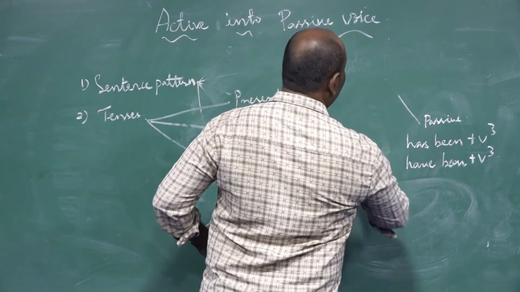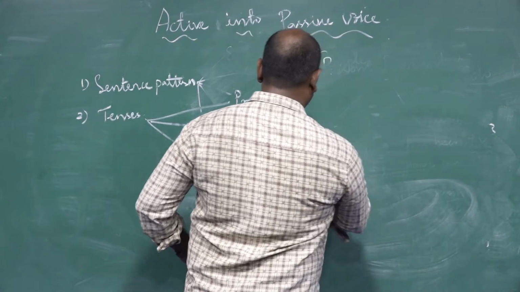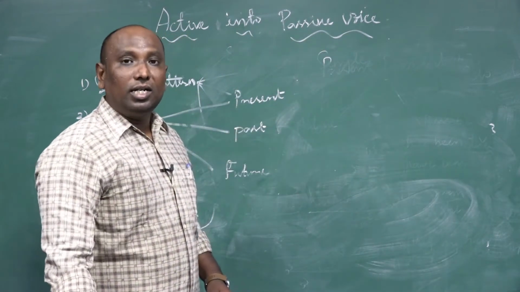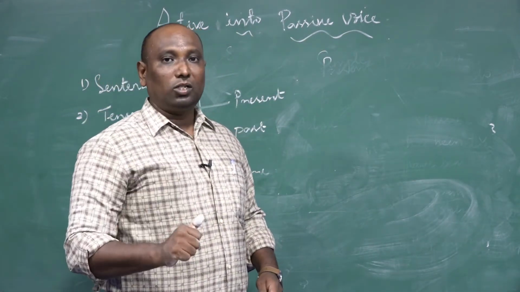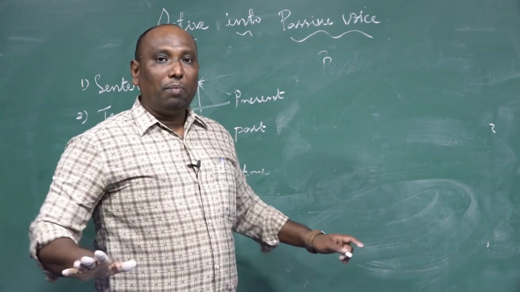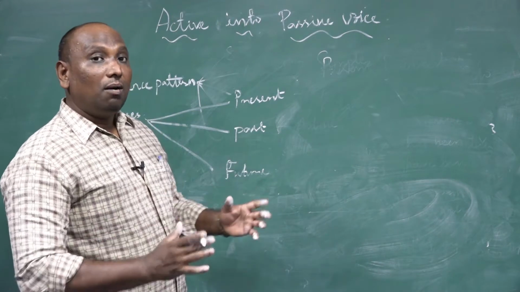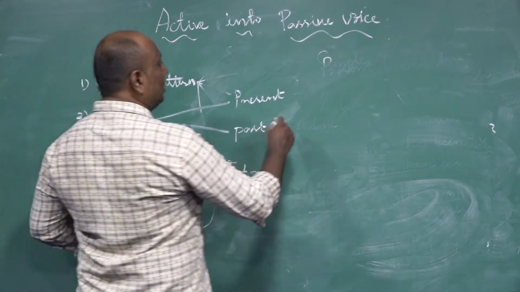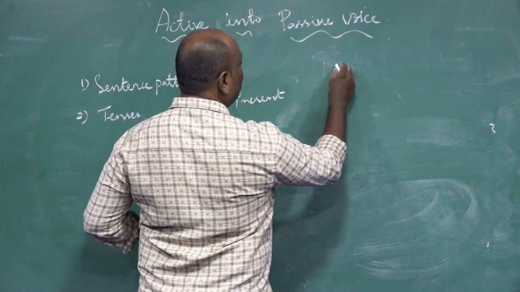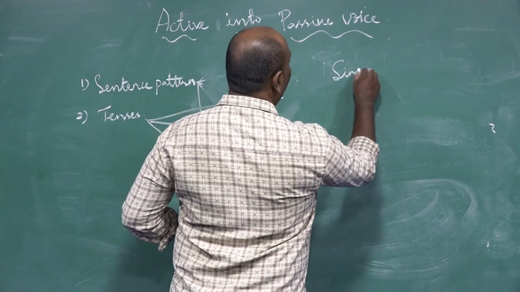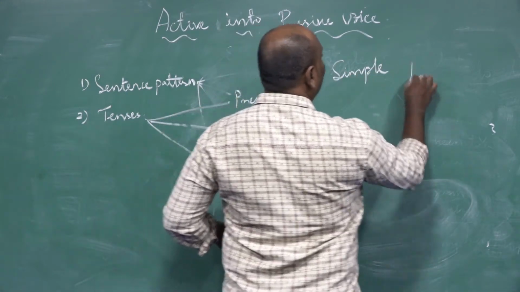So what is the next tense form? That is present perfect continuous tense. For the present perfect continuous tense, there is no passive voice. Only active, no passive. We cannot write the passive voice for present perfect continuous tense. So what is the next tense? It is past. So past, it is simple past.